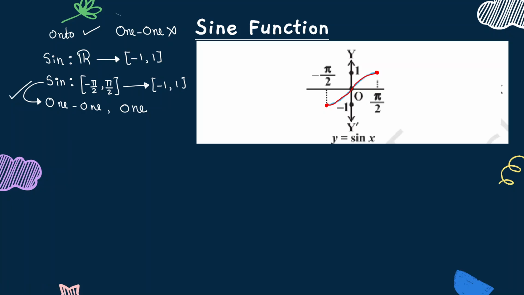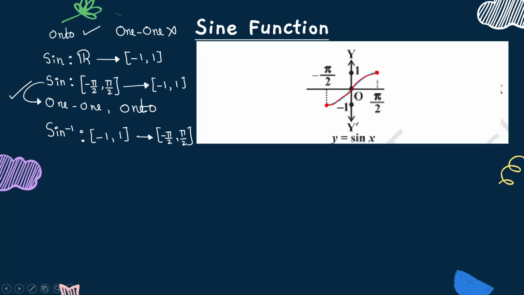Why is it 1-1? Because we can see it is never repeating its value. Why is it onto? Since it is covering all the values from minus 1 to 1, the codomain and range are equal. Since now my function is both 1-1 and onto, I can have the sine inverse. The inverse function inverts both things, that is, the domain and the range. So now my domain is from minus 1 to 1 and my range will be from minus pi by 2 to pi by 2.